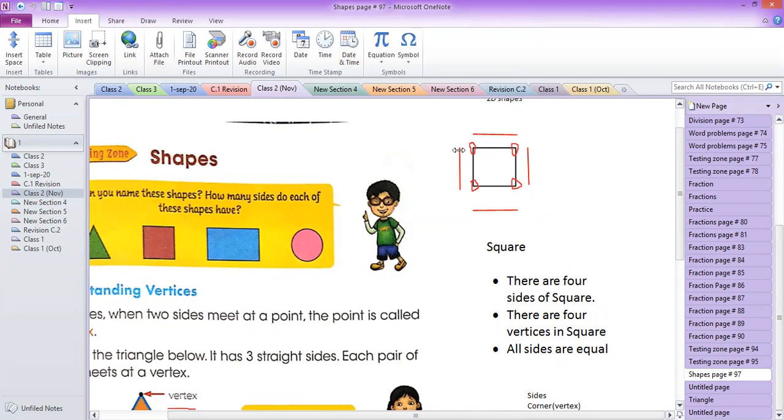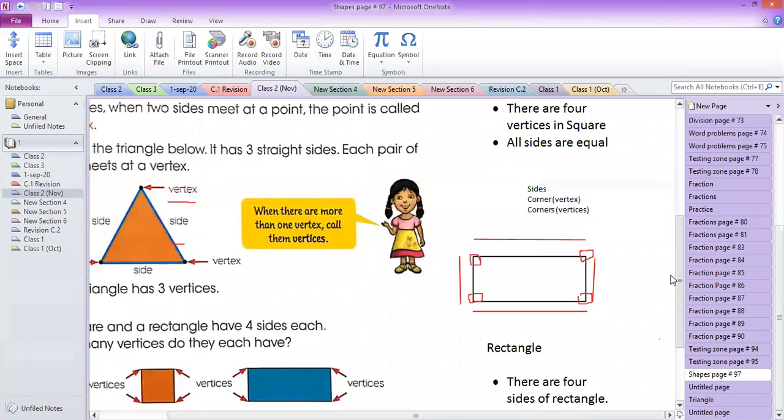And how many sides are there in a square? There are 1, 2, 3 and 4. So there are four sides and four vertices in the square. And one thing we also noticed in a square is that all sides of a square are equal. And we learned examples of a square, like a dice, and sometimes a window. Some windows are exactly in a square shape.